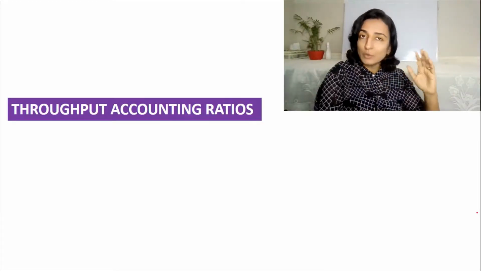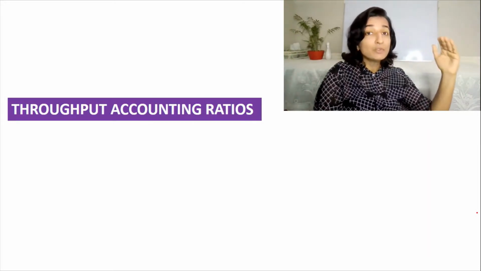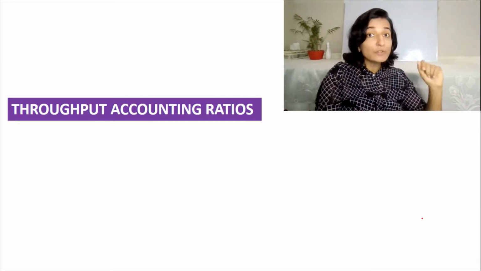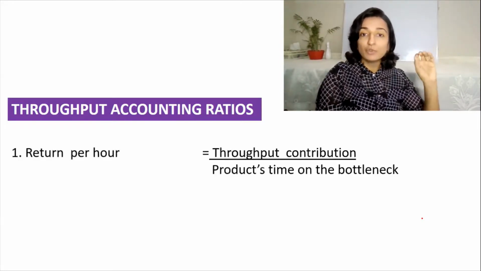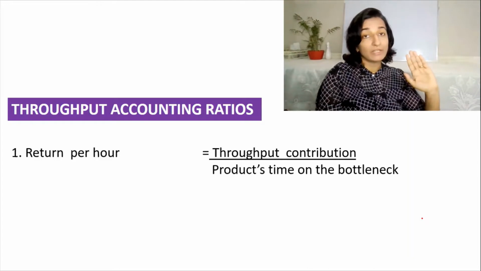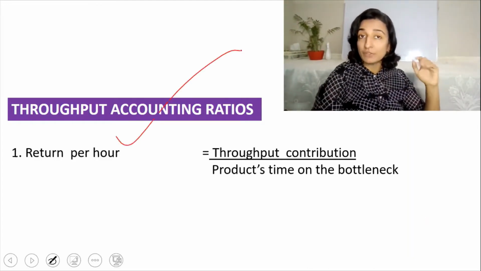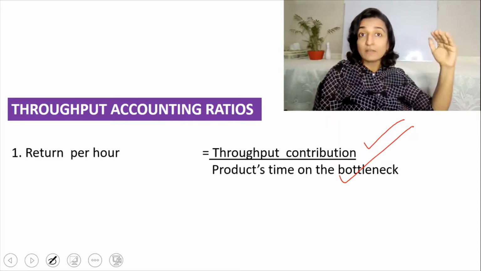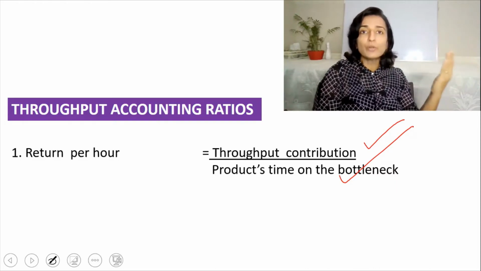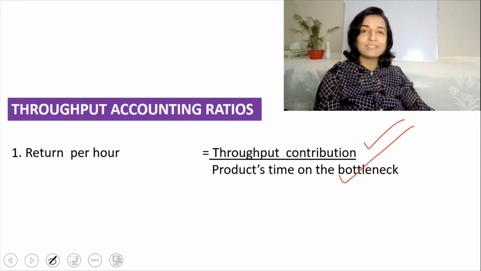So in today's class, we will see how to find out the optimum product mix under throughput accounting. As I said, we have to select those products which have the maximum throughput contribution per hour. Throughput contribution per hour is known by the name return per hour, given by throughput contribution divided by the product's time on the bottleneck. That is the first throughput accounting ratio that you have to learn. We have to select those products which have the highest return per hour, or the highest throughput contribution per hour. So let's get to the details of the question.